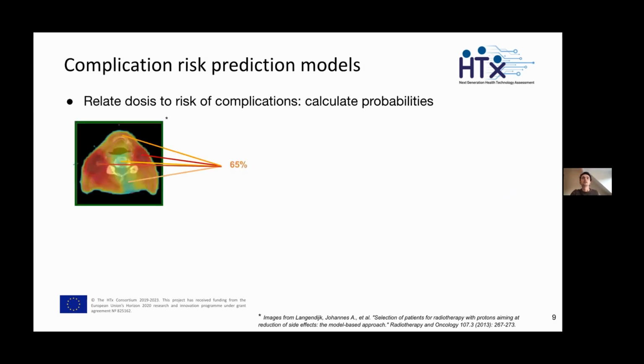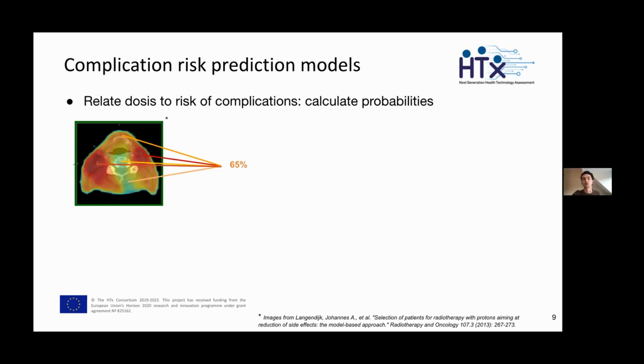To give an image of what a prediction model does more or less: a prediction model gives the probability that someone would get long-term complications given the radiation plan. This is done by looking at different regions and then combining the risks of those into a risk of long-term complications.